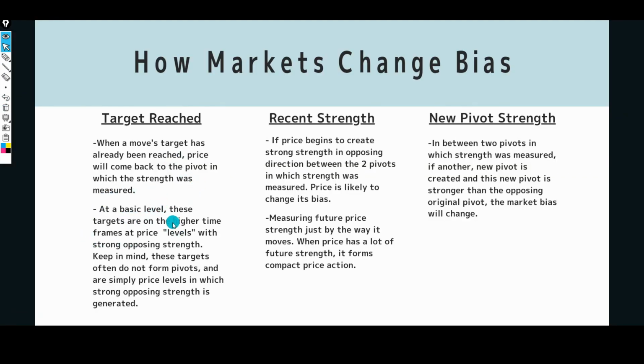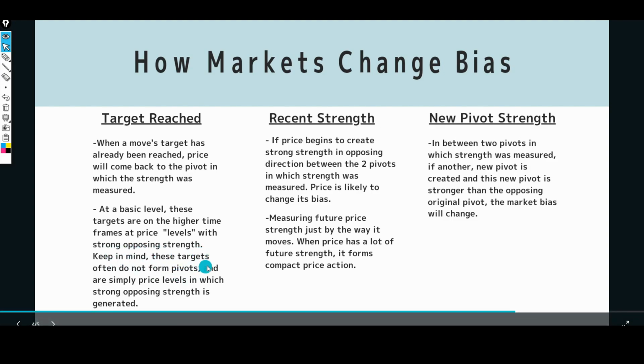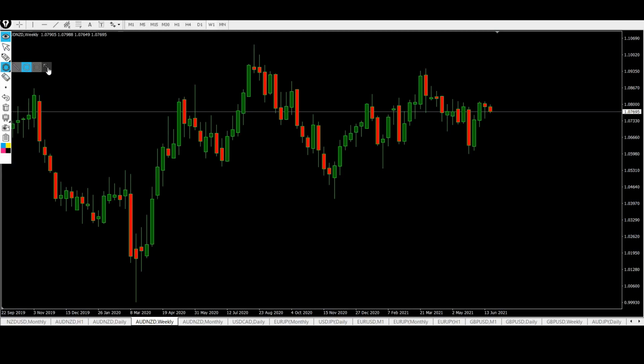Okay, so at a basic level, these targets are on the higher time frames at price levels with strong opposing strength. And keep in mind, these targets often do not form pivots and are simply price levels in which strong opposing strength is generated. Okay. All right, so again, on this weekly chart, if our market bias was long due to the strength differential between this pivot right here and this pivot, if a change in bias occurs because a target is hit, typically there are very strong price levels on the higher time frames that become these targets.